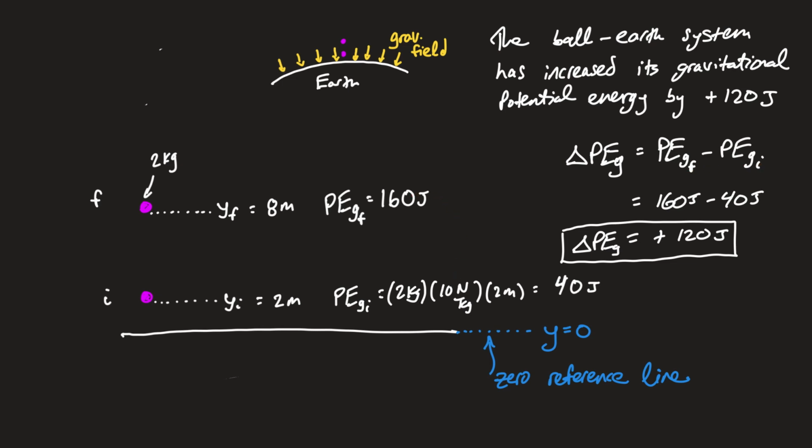And when you do that, notice what we get. We get positive 120 joules. Now, what does that really mean? Does it mean that the ball has more energy? Well, this is a problem with language, really.